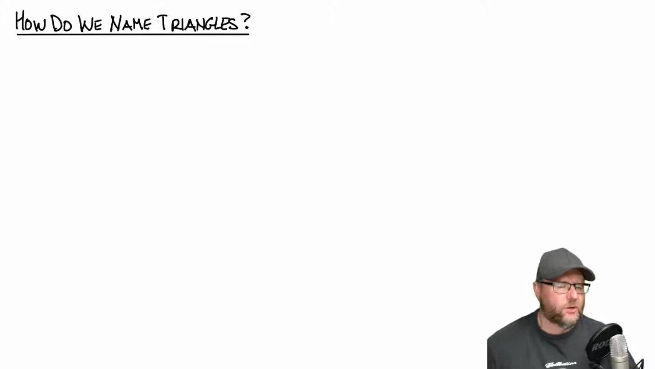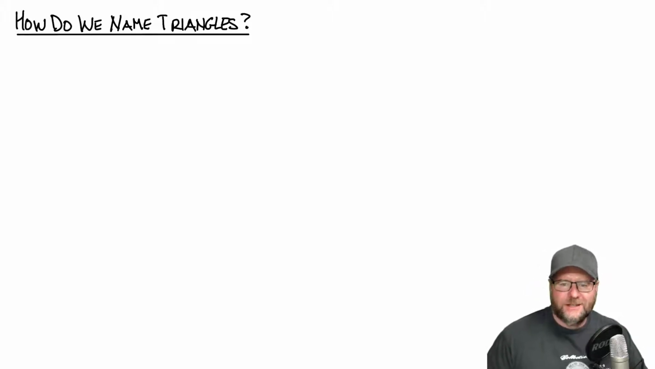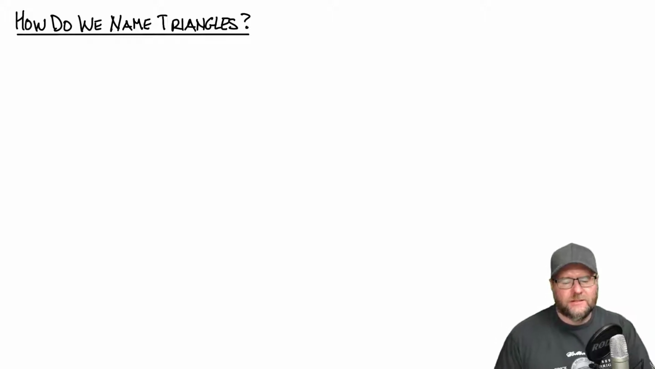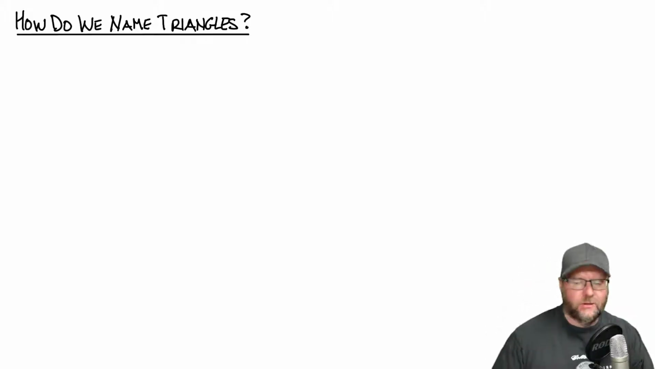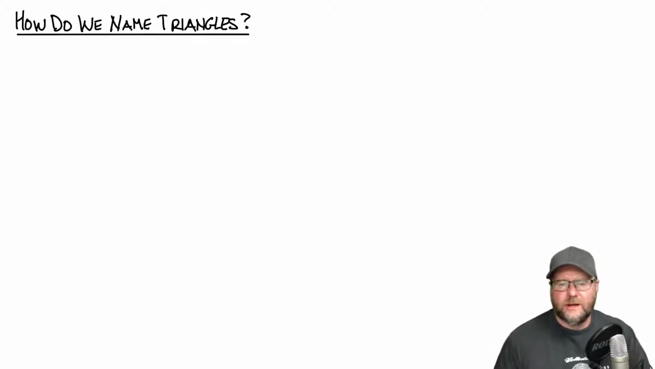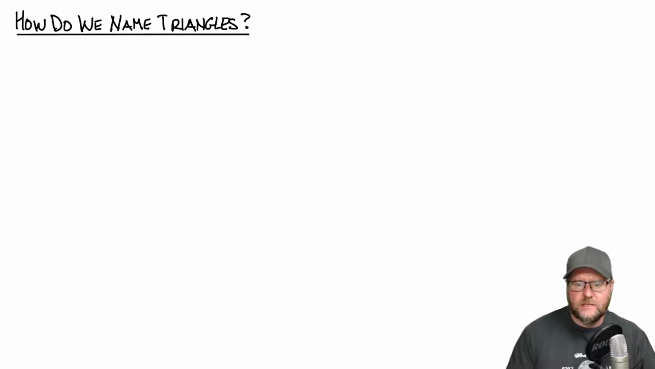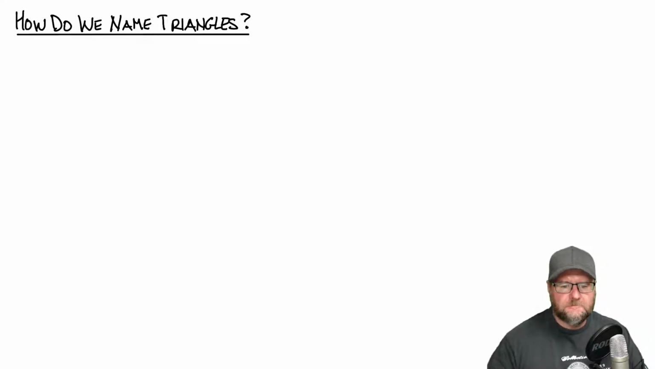Alright, in this video we're going to talk a little bit about how we name triangles. Now, why would you name a triangle? It's not like you think. It's not like we're going to call it Barry or Susan or anything like that. But there are parts of a triangle that we need to be able to refer to and label when we're working with them. So let's have a look at a couple of triangles to get us started.